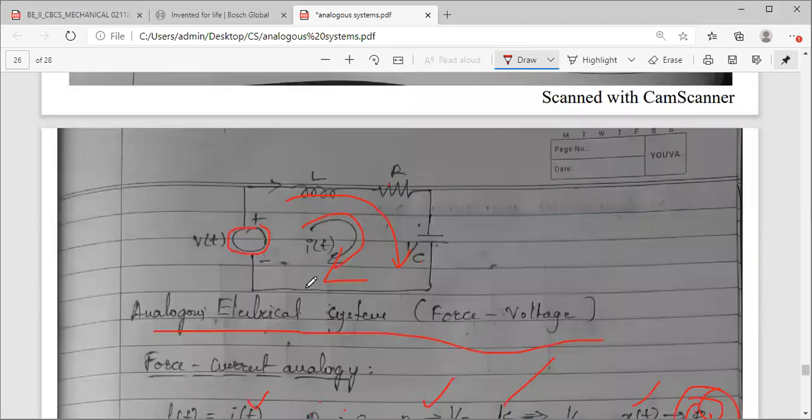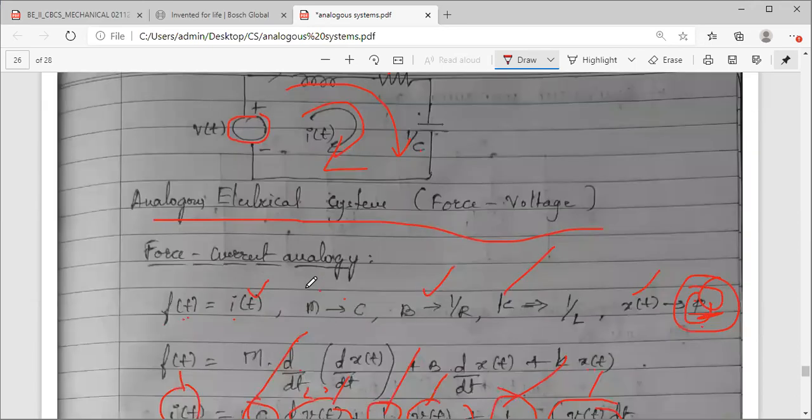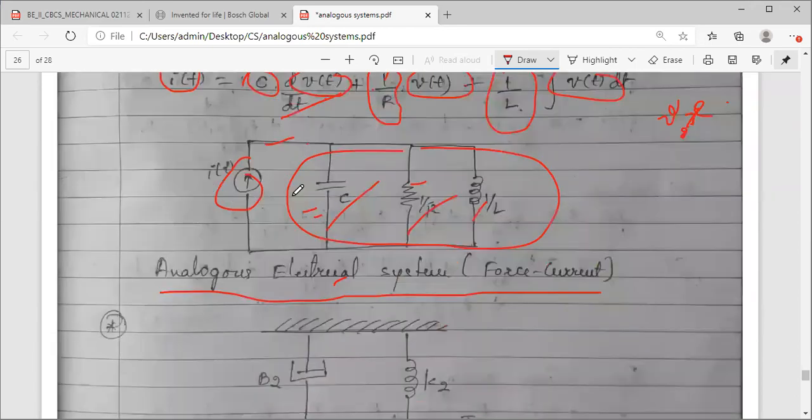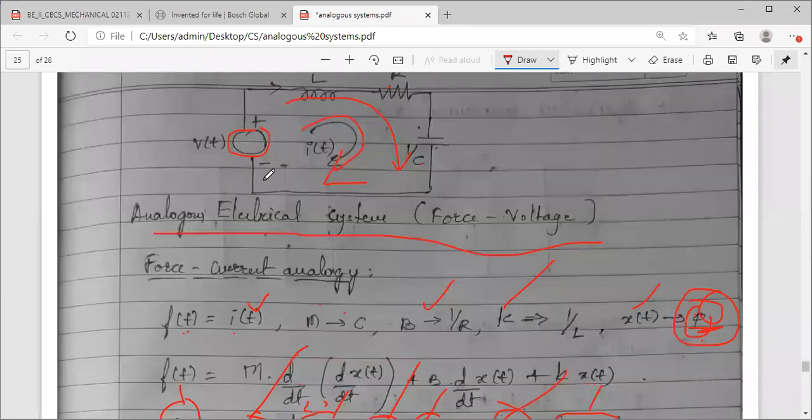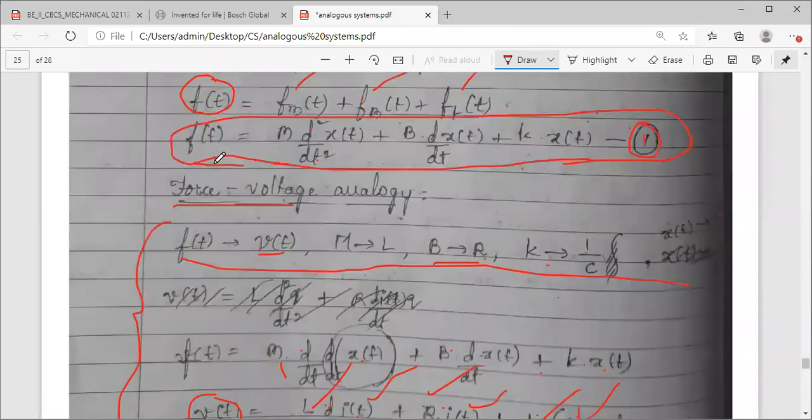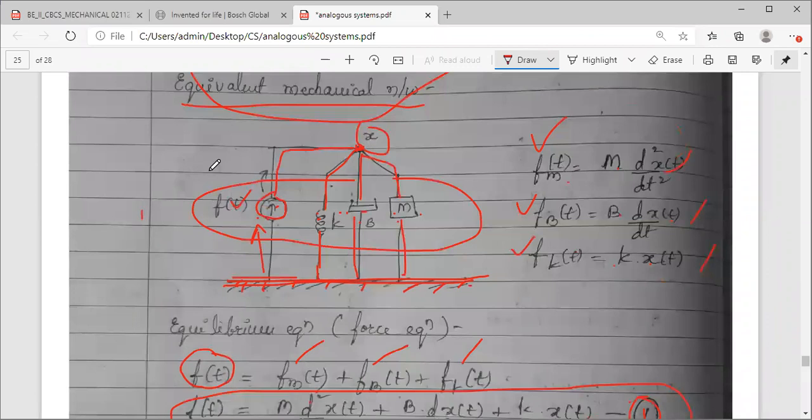If you observe the circuit we found from the equations, see here, there is current, capacitance, 1 by R and 1 by L. So four things are there which are connected in parallel. So if you have the equivalent mechanical network, you can directly draw the force-current analogy.